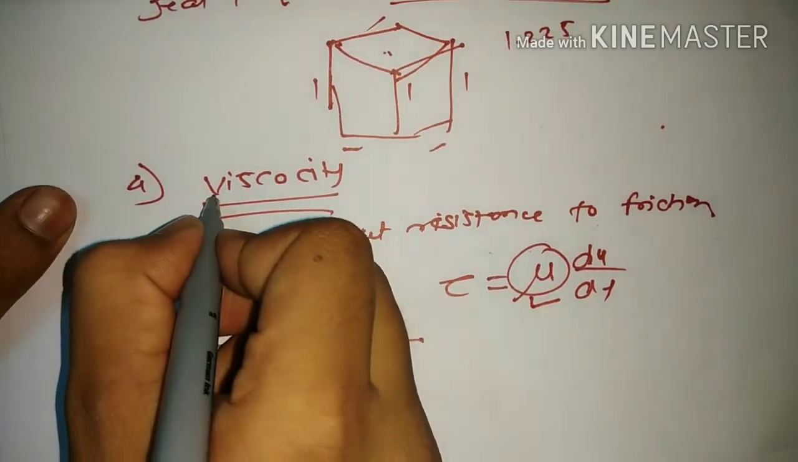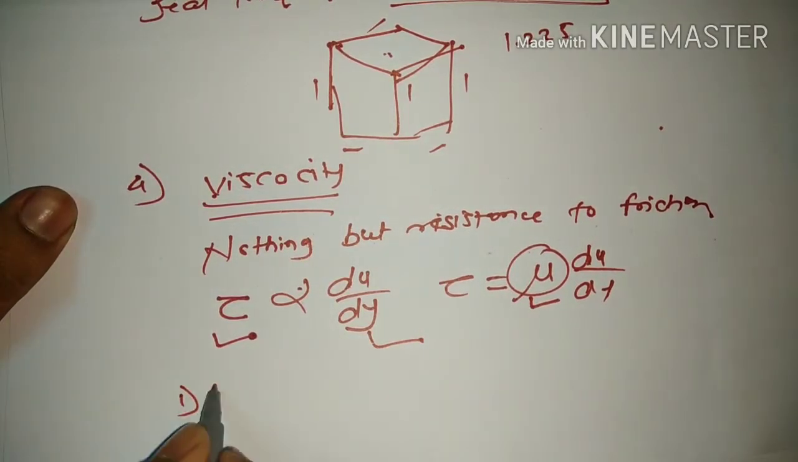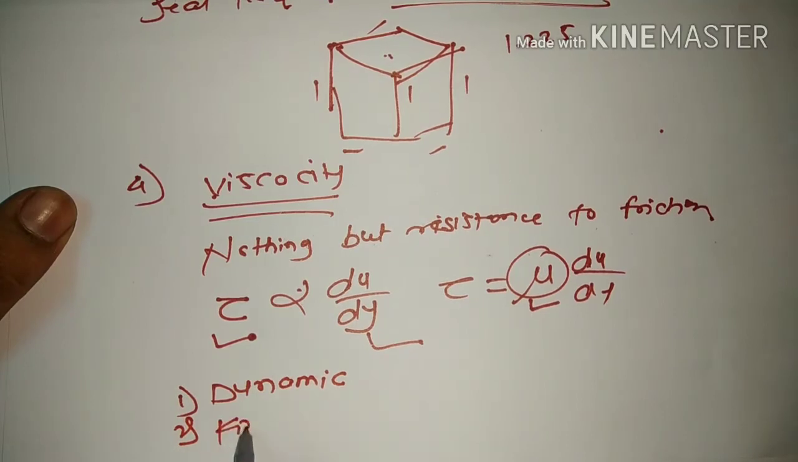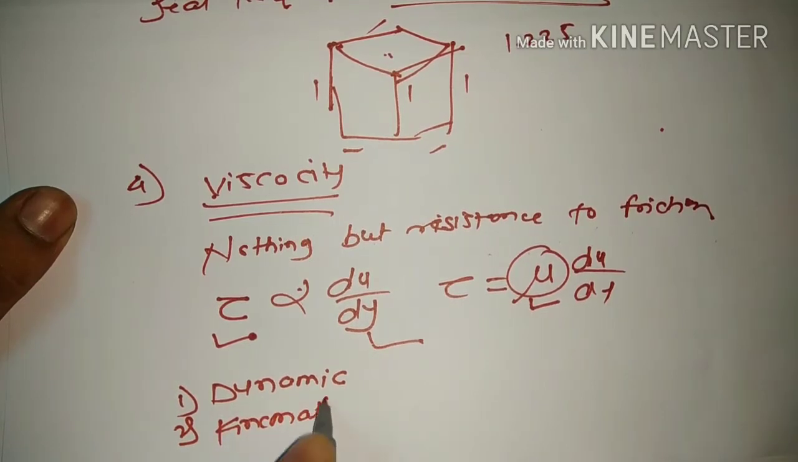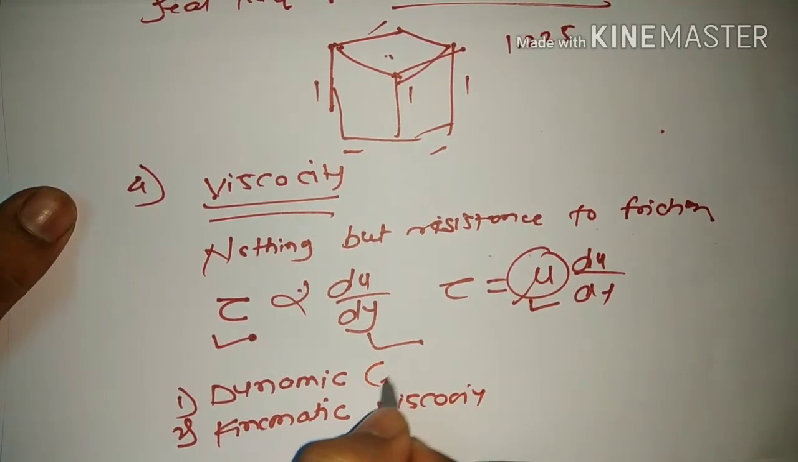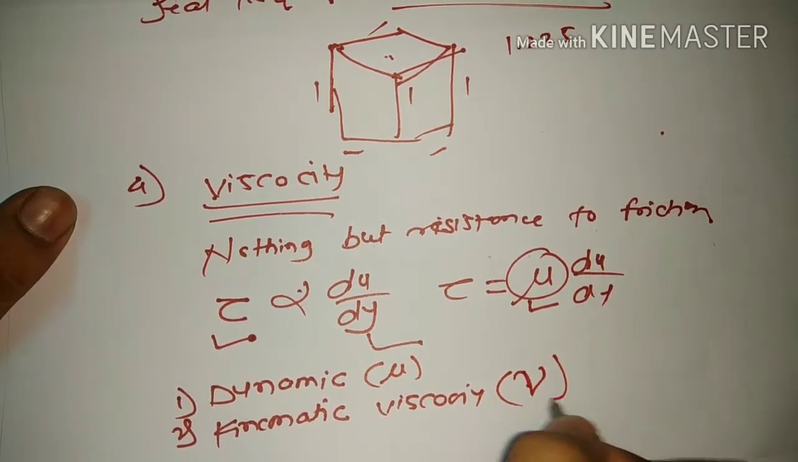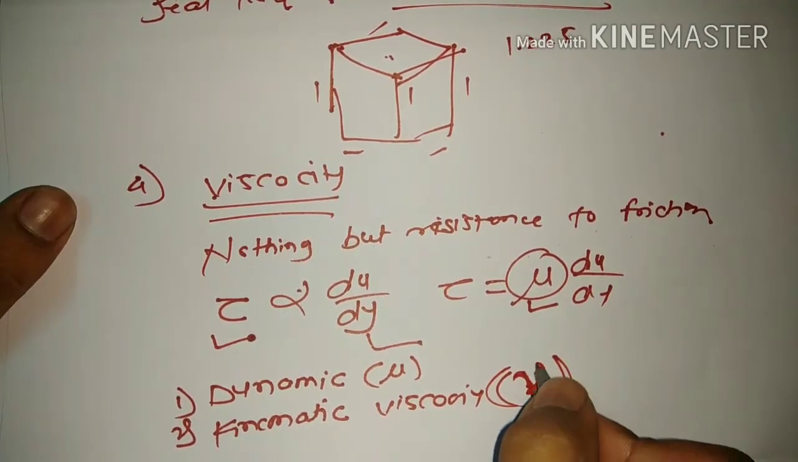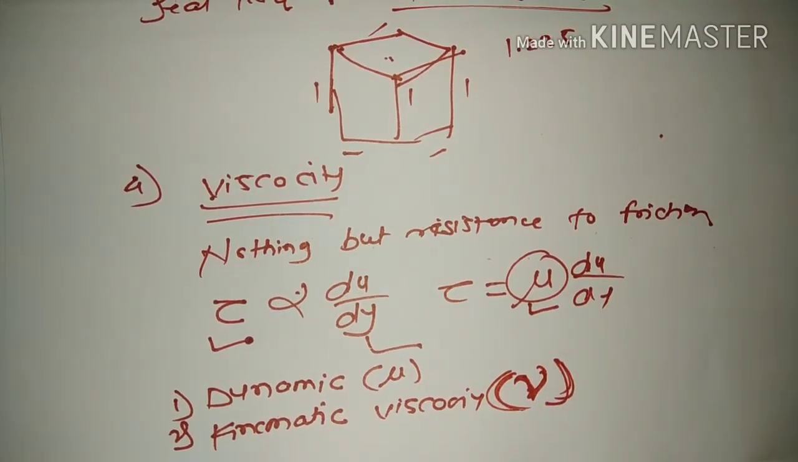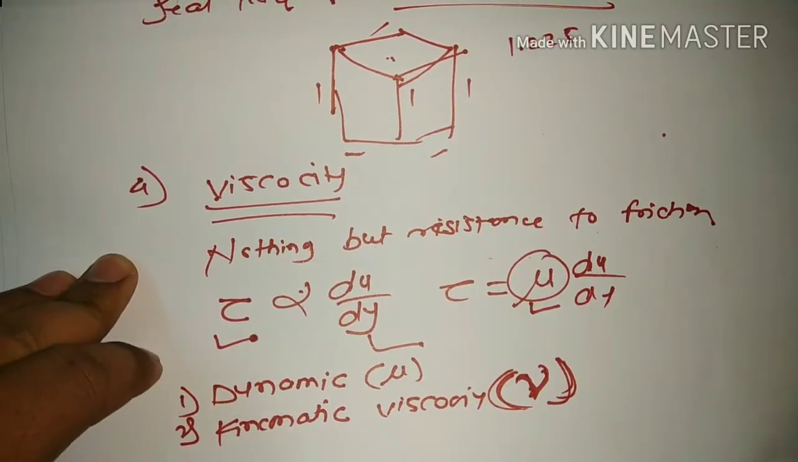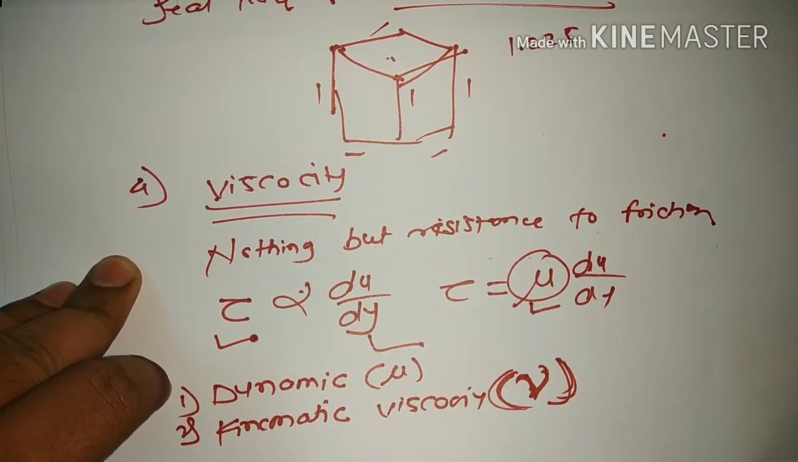Actually, there are two types of viscosity. One is dynamic viscosity, denoted by mu, and second is kinematic viscosity, denoted by gamma. So these are the important properties for the standard sea level.